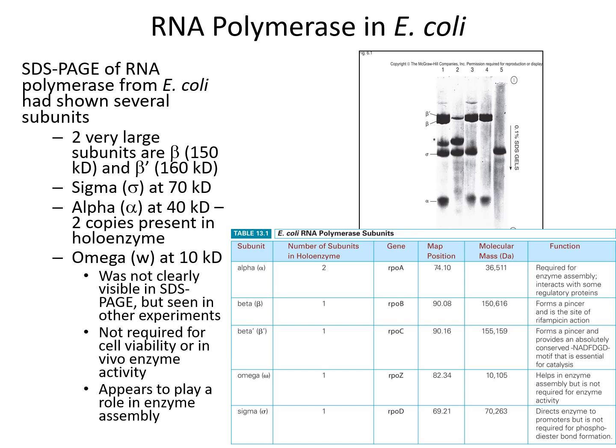RNA polymerase is a complex protein. It has several subunits, as you can see from this SDS-PAGE gel showing the different subunits in the RNA polymerase. It has 2 alpha subunits, 1 beta, 1 beta prime, 1 omega, and 1 sigma. In the next few slides, we will discuss the function of each of these subunits during transcription.